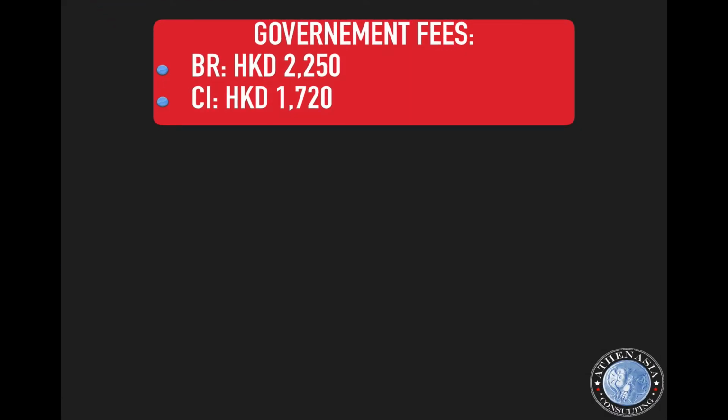Then you need to pay a government fee. So you will have first the BR. The BR is the business registration. This costs 2,250 Hong Kong dollars, and you will have to pay this fee every year. The other fee to pay is the certificate of incorporation, and this costs 1,720. Okay, and this you only pay once.